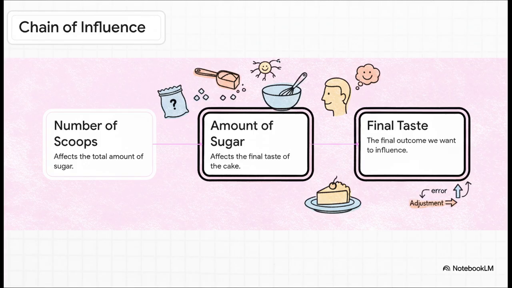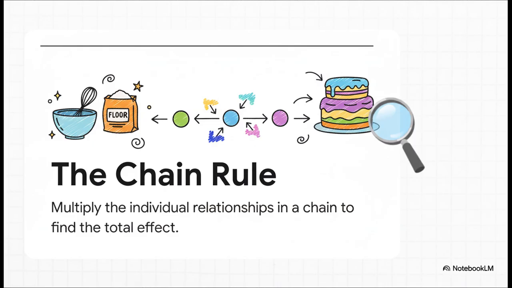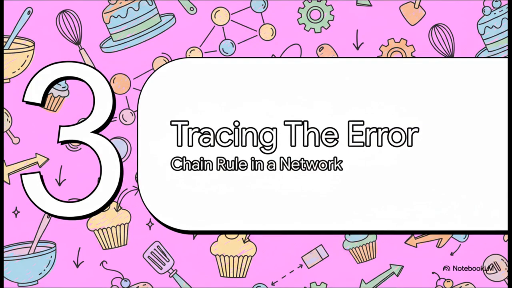Change the number of scoops, and that's going to have a direct, knock-on effect all the way down to the final taste. And here's the beautiful part. If you want to figure out the total impact your scoops have on the final taste, you just multiply the individual effects together. How much does one scoop change the sugar amount? And how much does that amount of sugar change the taste? Multiply those two sensitivities, and you've got your answer. That simple multiplication, that's the entire chain rule. Seriously.